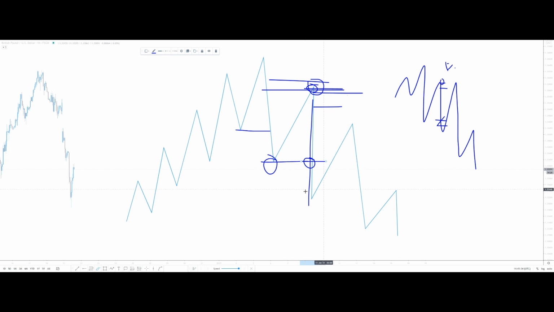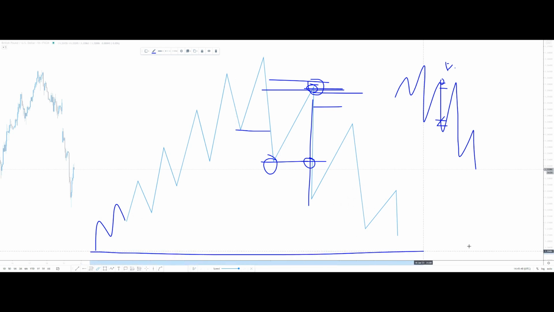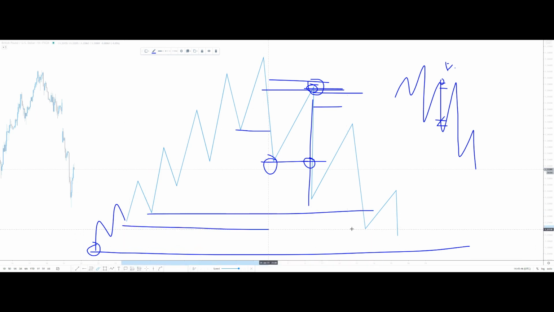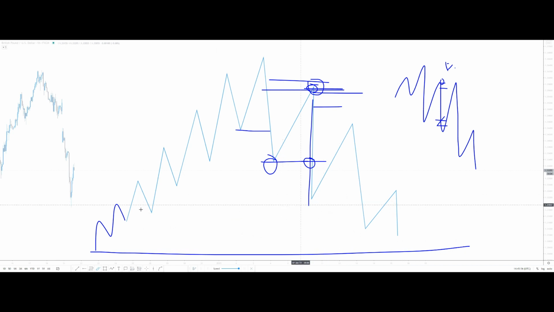Now, in terms of taking partials further on, say for example your TP would be a 4-hour low. Say that's the 4-hour low here. Say that you've got structures that you're breaking along the way. You can take partials at any of these structures. How you do that is completely up to you, right? You don't need to do what we do. I don't take any further partials along the way unless it's a major structure.